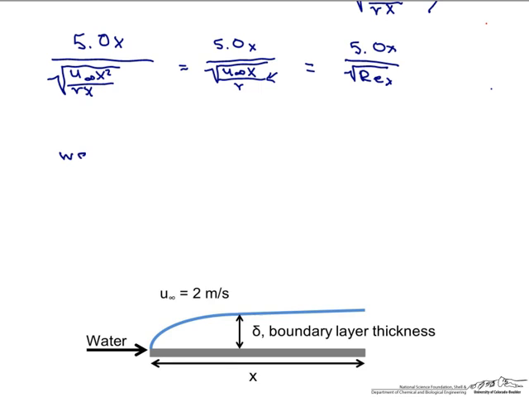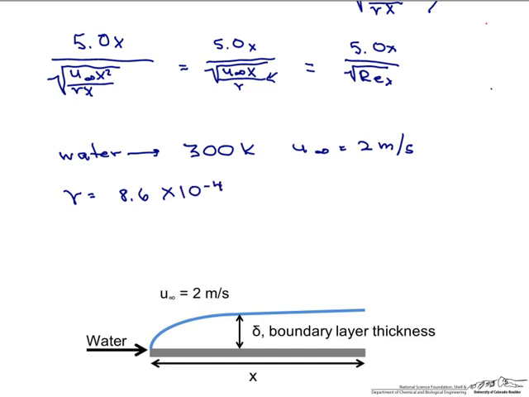Let's say we have water. It's at 300 Kelvin, and our free stream velocity is 2 meters per second. And what we want to do is find the boundary layer thickness at different points along the plate. So the first thing that we're going to need is the kinematic viscosity of water at 300 Kelvin, and that's equal to 8.6 times 10 to the minus 4th meters squared per second.